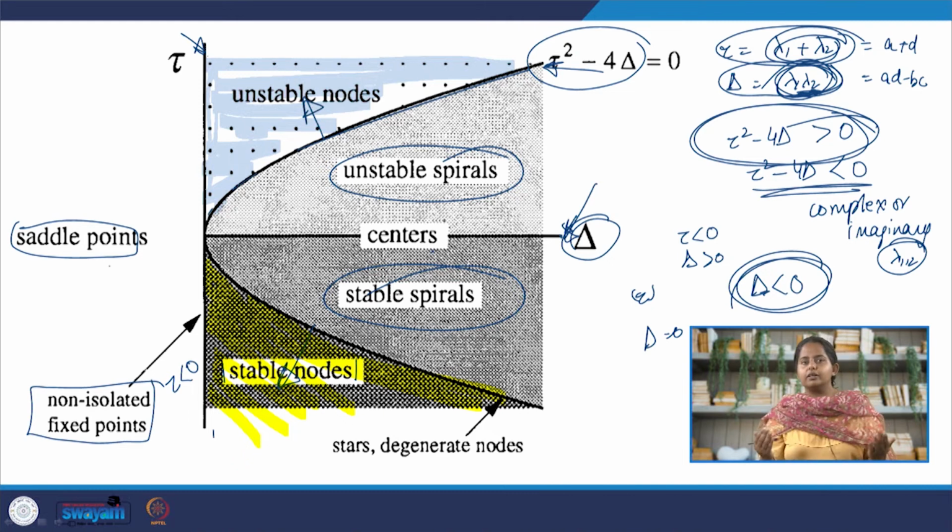They are non-isolated, they are connected with each other. We have infinite fixed points now. So either we have all the non-isolated fixed points on a line or in the entire plane. Okay, this is a very important diagram. I hope you have gathered it.